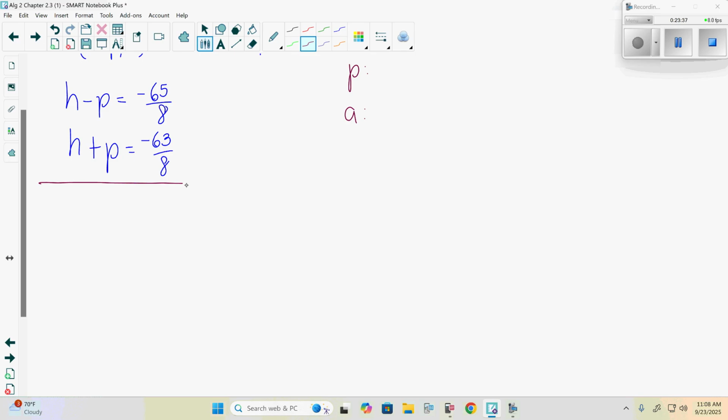Say we choose to add these two equations together. What is h plus h? 2h. What is p plus negative p? 1 plus negative 1, 0. The values of p would cancel out. Now that does give us negative 65/8 plus negative 63/8.